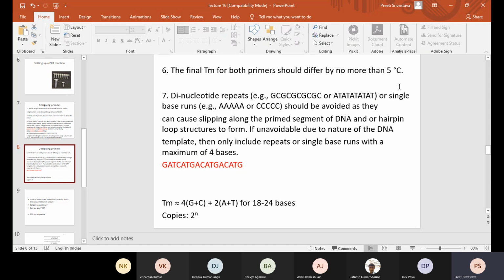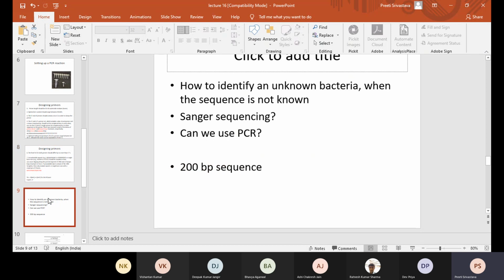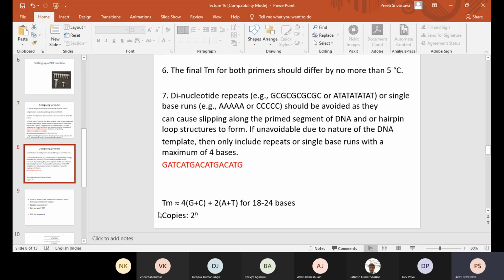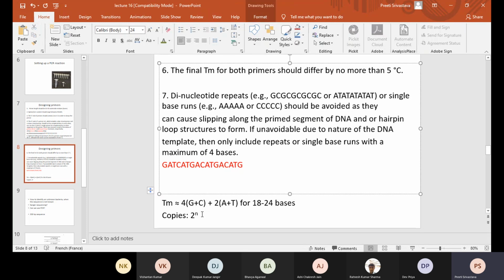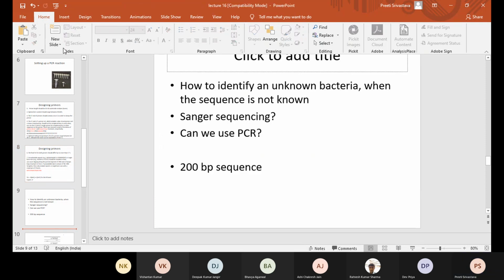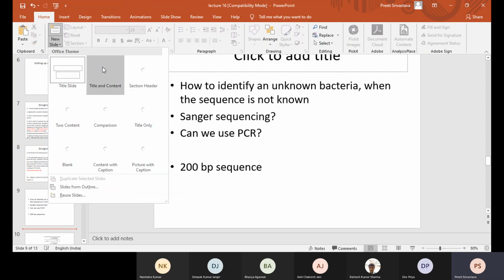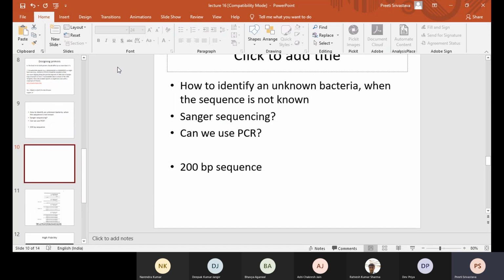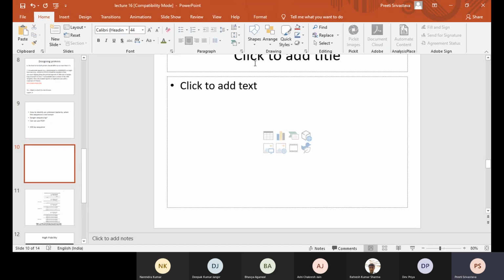So if you use these rules, then the PCR amplification will work very efficiently and you will have good amplification. Then the next point is which Ratnesh was asking. This part, the number of copies, I'll come back to when we design the PCR program. But let me first answer Ratnesh's question right here.